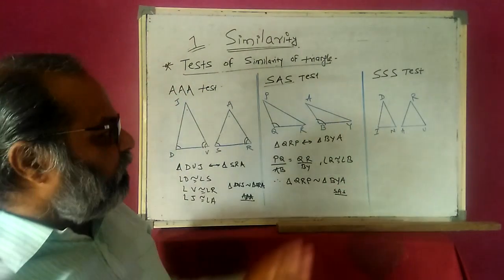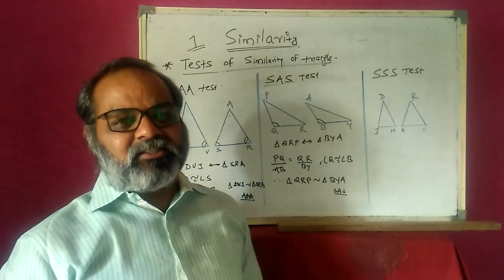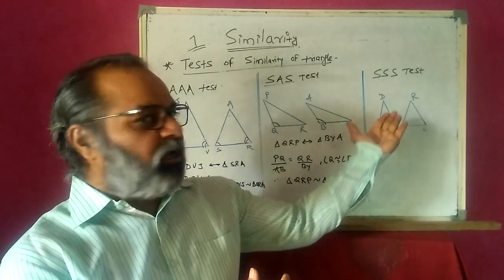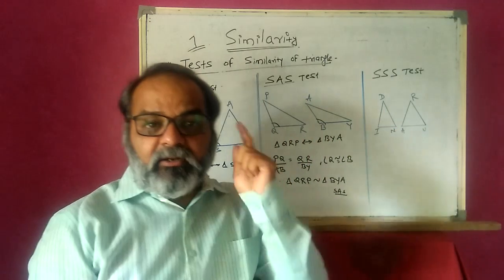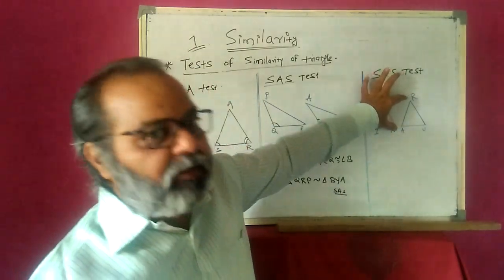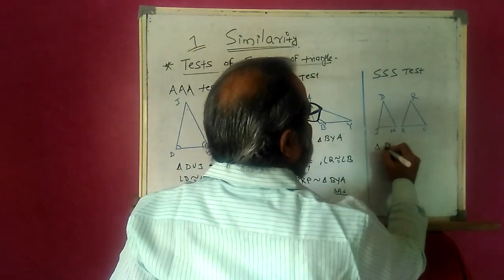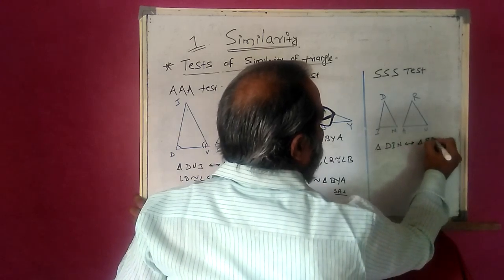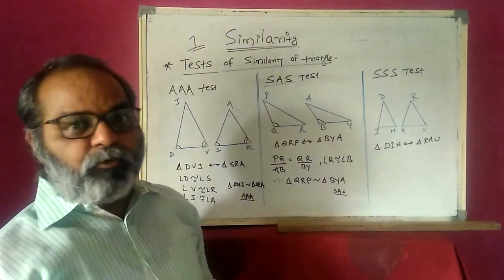Now let's go with the third one. It is very simple, and it's SSS, meaning all sides of this triangle are in proportion to the corresponding sides of the other triangle. So the sides are proportional when your correspondence is given. I write triangle DIN in one-to-one correspondence with triangle RAU. So all sides are in proportion.